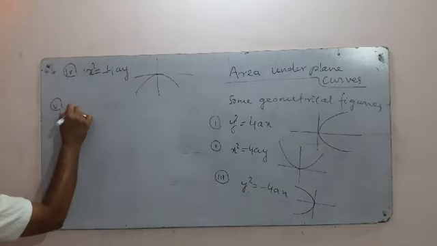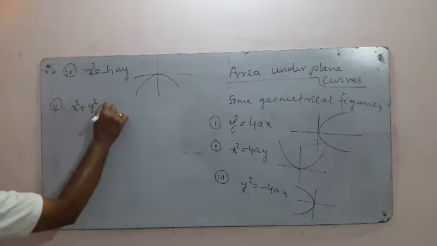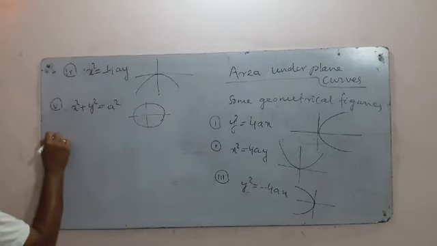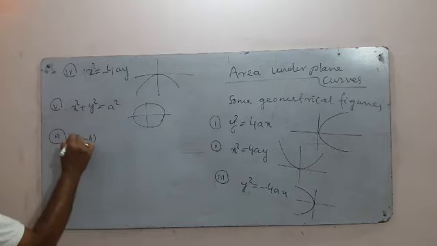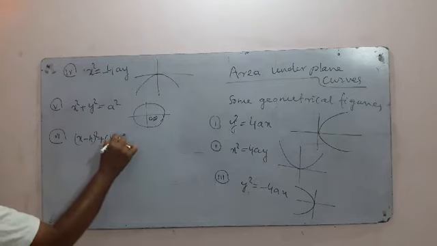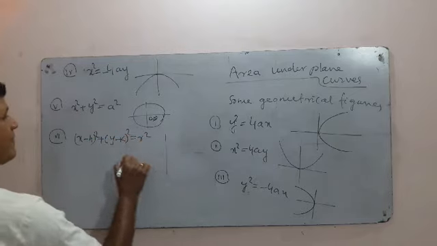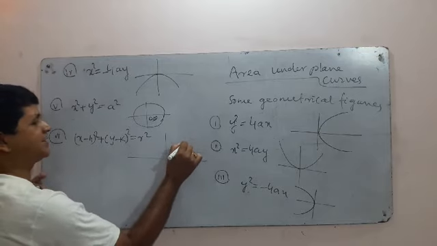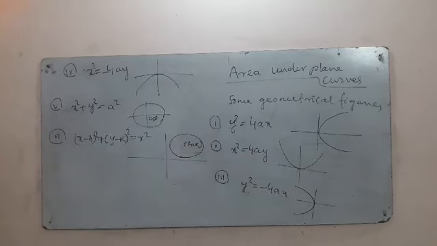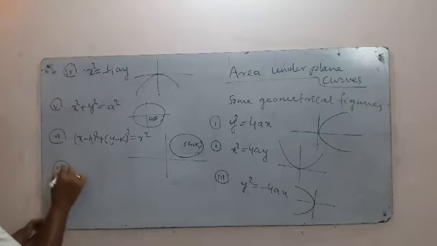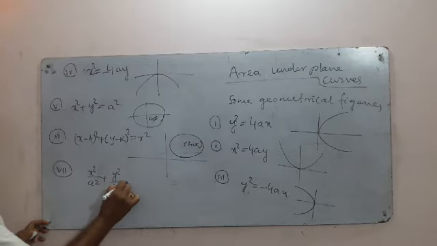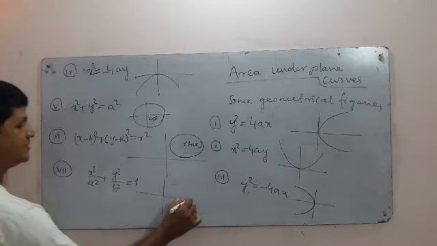Fifth, x square plus y square is equal to a square. This is a circle. Sixth, x minus h whole square plus y minus k whole square is equal to r square, with center at hk, and the circle will be like this. Seventh, x square by a square plus y square by b square is equal to 1. This is an ellipse. It will be like this.